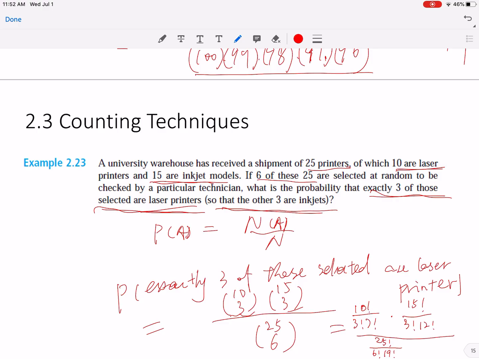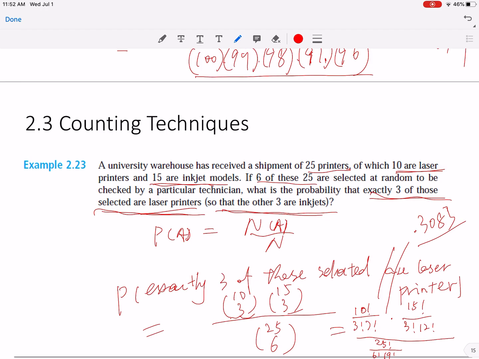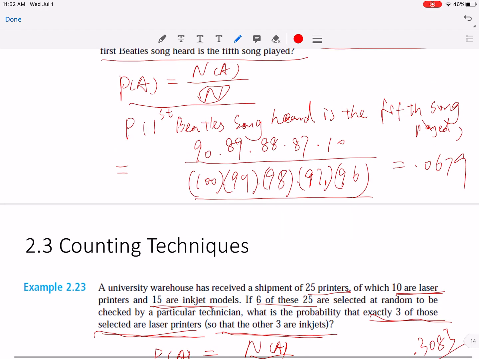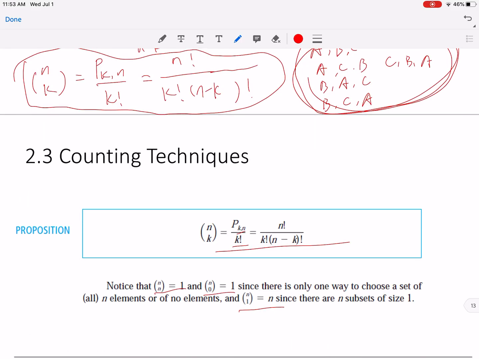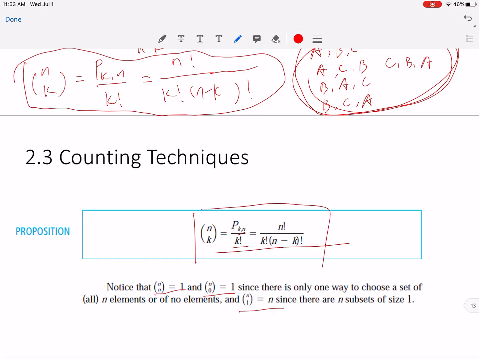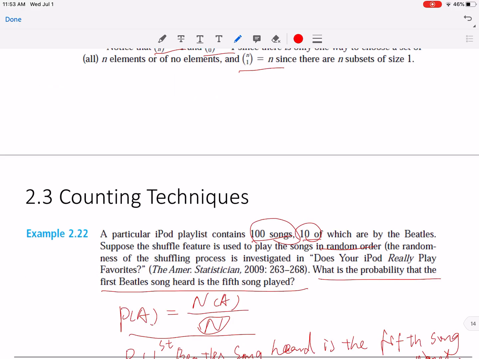And then if you type the whole thing in your calculator, and I put the answer over here, this is equal to 0.3083. Okay? So basically what we're applying here is the formula of the combinations. I hope this makes sense to you.